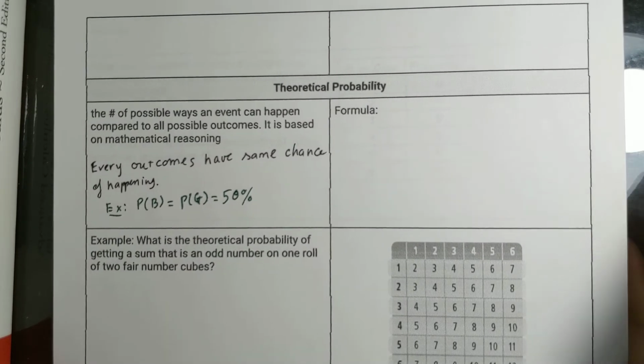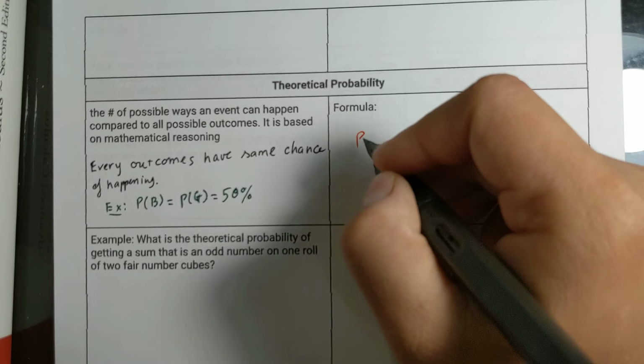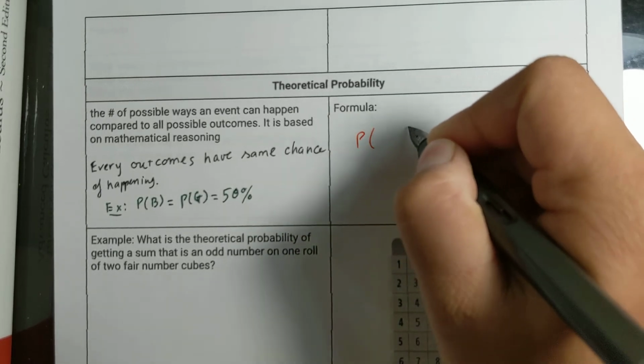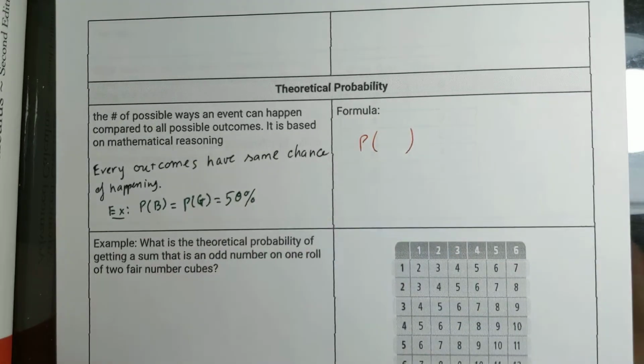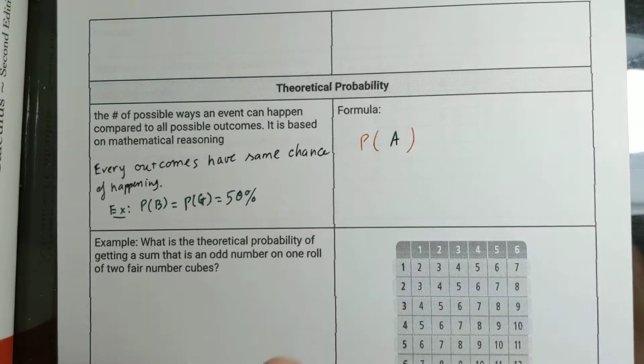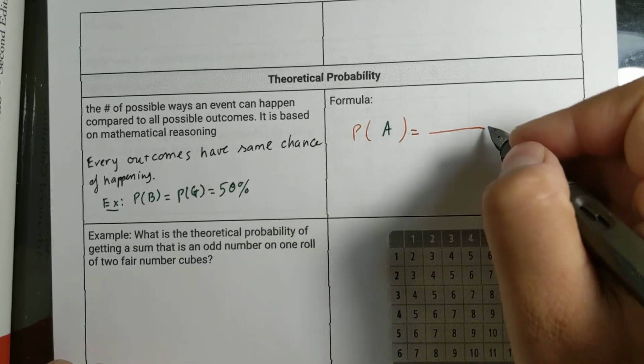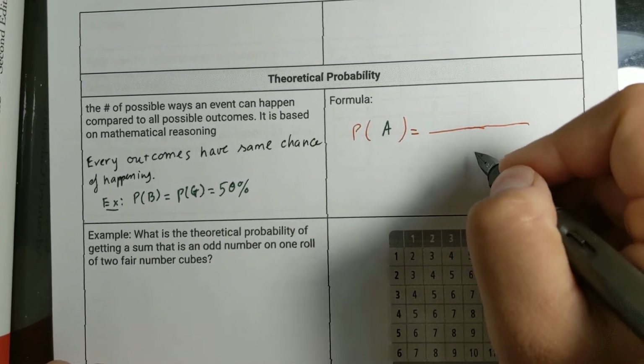So the formula pretty much stays the same. The formula for theoretical probability: if you're interested, you'll find the probability of an event A. It's pretty much going to be the same. It's going to be the number of outcomes of event A over the total.